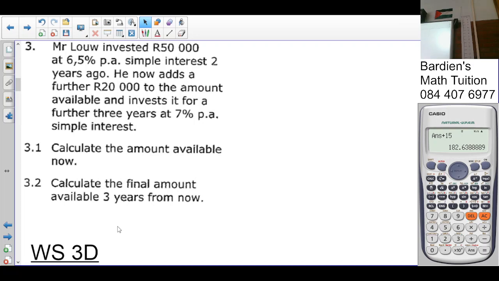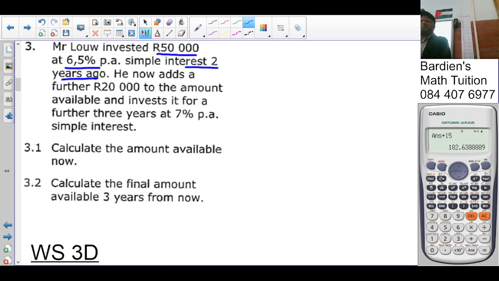So let's look at it from the beginning. So Mr. Lowe invested 50,000 rand, 6.5% per annum, simple interest for 2 years. So what we're going to do is calculate how much money he has after 2 years. You see, that's what you have to do.